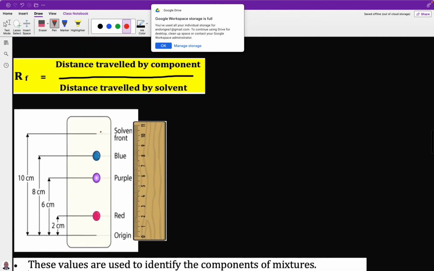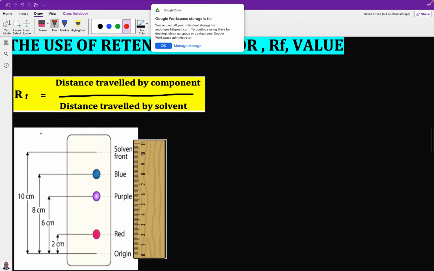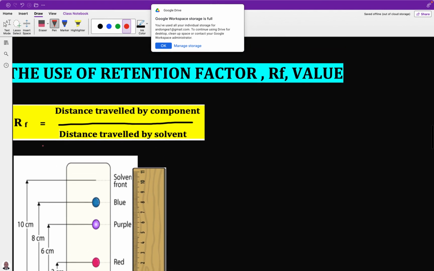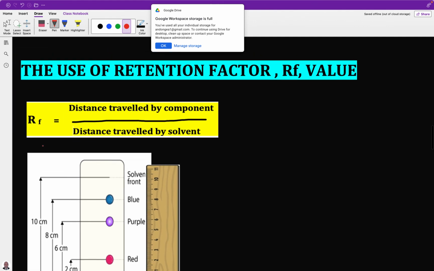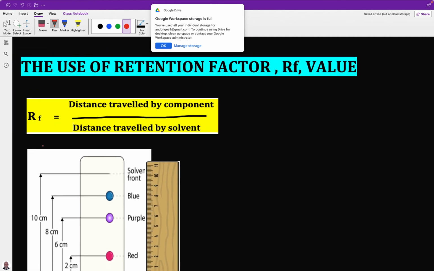If you are asked to define RF, what is RF? Or what is retention factor? What do you understand by retention factor? I think the better thing to do is write this expression: RF is equal to distance traveled by component divided by distance traveled by solvent. If you are asked to define it, it is advisable to give this expression.